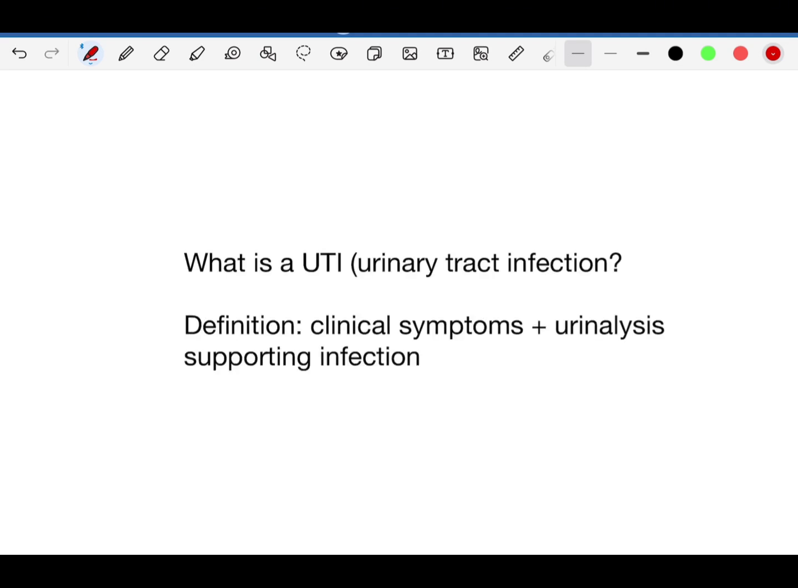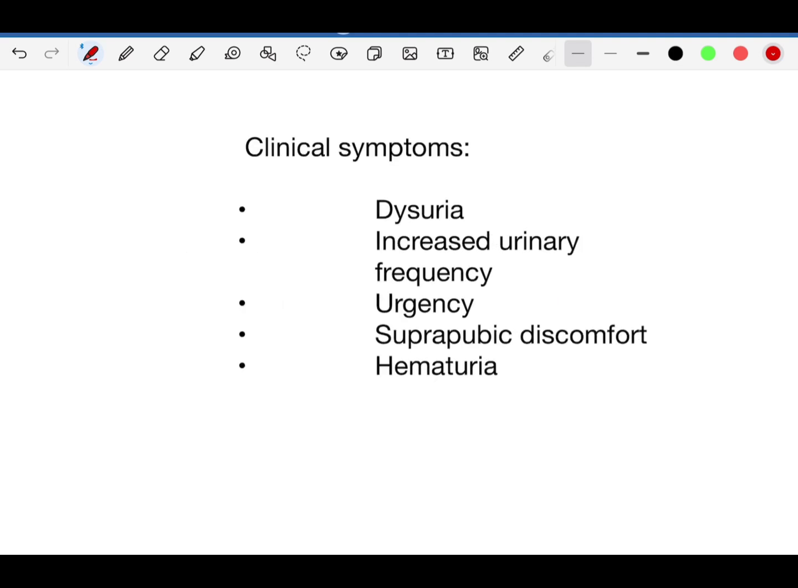The first question we need to answer with this is, what is a UTI? What is urinary tract infection? So the definition of a urinary tract infection is that you have clinical symptoms plus a urinalysis, or a lot of times we call it a UA in the hospital, a urinalysis supporting infection. So you need these two components, 1 and 2, to diagnose a urinary tract infection. What are those clinical symptoms? So you can have dysuria, which just means it hurts when you pee, increased urinary frequency, urgency, suprapubic discomfort, and then hematuria, which is blood in your urine.